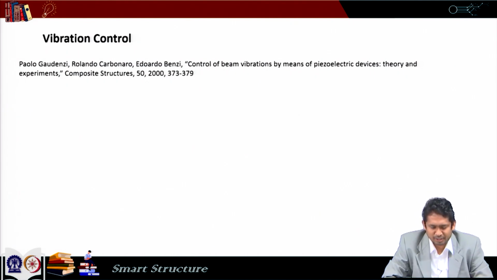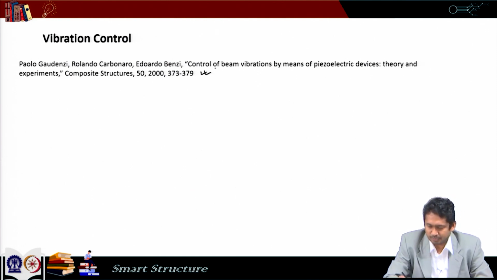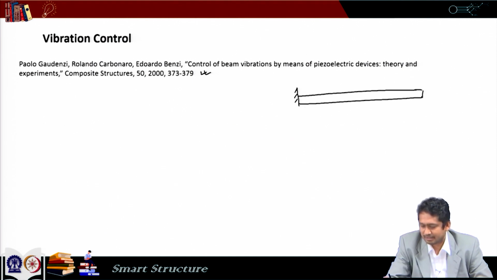Now, we look into vibration control applications and the corresponding mathematical analysis. For that, this paper by Gaudenzi and his co-authors can be referred to. Here the idea is that we have a piezoelectric beam, a beam which has piezoelectric patches for sensing and actuation. So, it has two piezoelectric patches at the top and bottom. The first top one is used as actuator and the bottom one is used as sensor. Now, it is not needed that the actuator and sensor have to be placed back to back, they can be placed at other locations also depending on the control strategy.